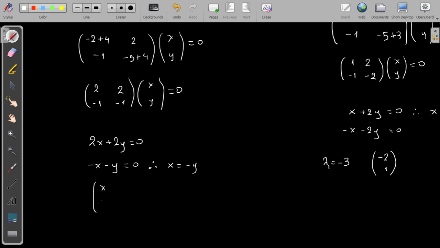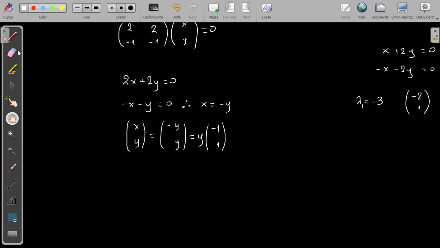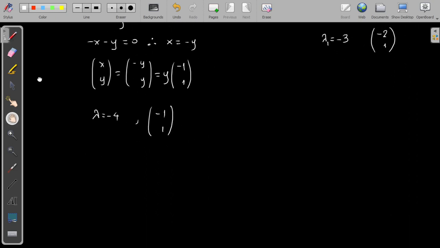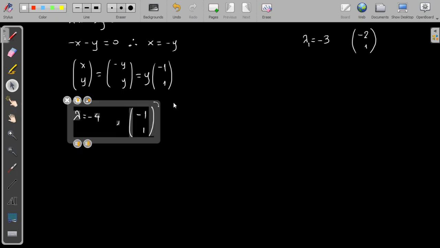So if my vector that produces all the solutions is this one, then I will substitute instead of x minus y. If I pull it outside, y times minus 1, 1. So the eigenvector for lambda equals minus 4 is minus 1, 1. Now, these are my two values. Let me have it together here.